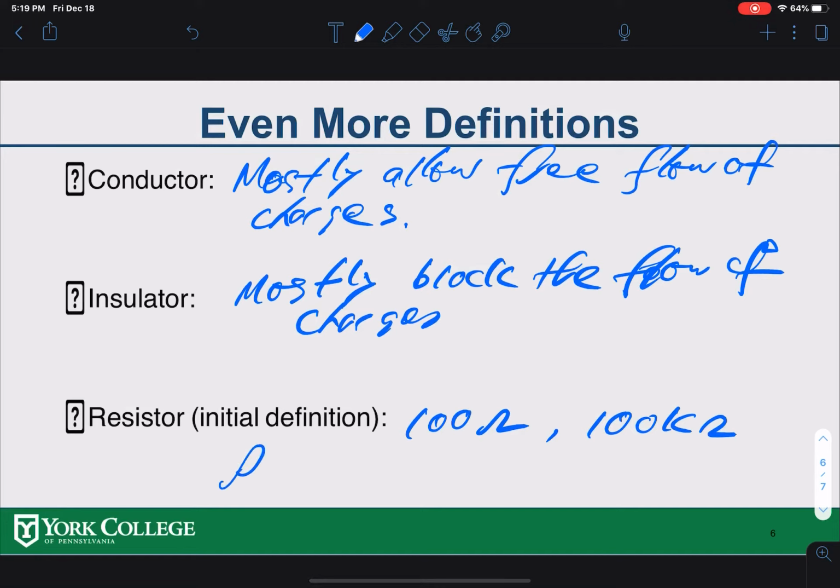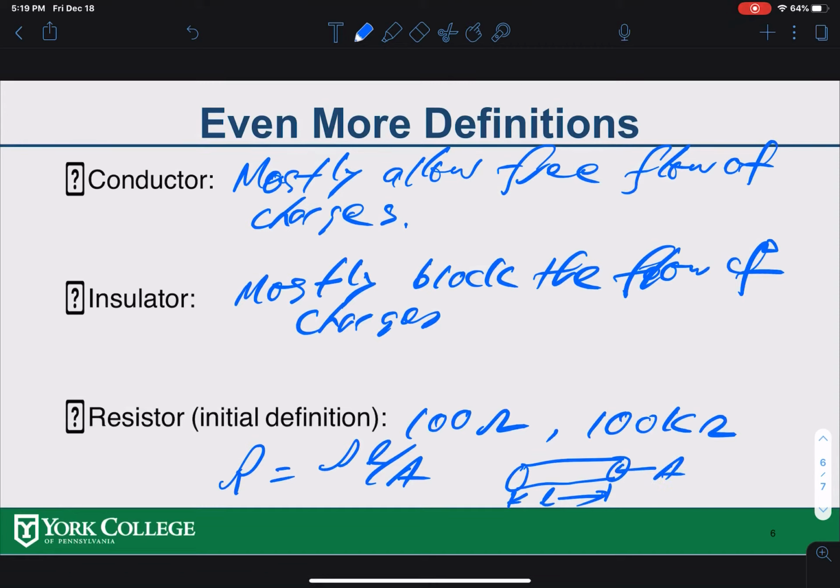And as you know, the resistance R is rho L over A. So rho is the resistivity, L is the length, and A is the area of the conductor. Let's say that I have a conductor over here. This is the length of the conductor, right? And this is the cross-sectional area of the conductor. And rho is the resistivity of the conductor, which is a property of the conductor. That will give you the resistance of the conductor, which is R. If this device has 100 ohms of resistance, we call that a resistor of 100 ohms.